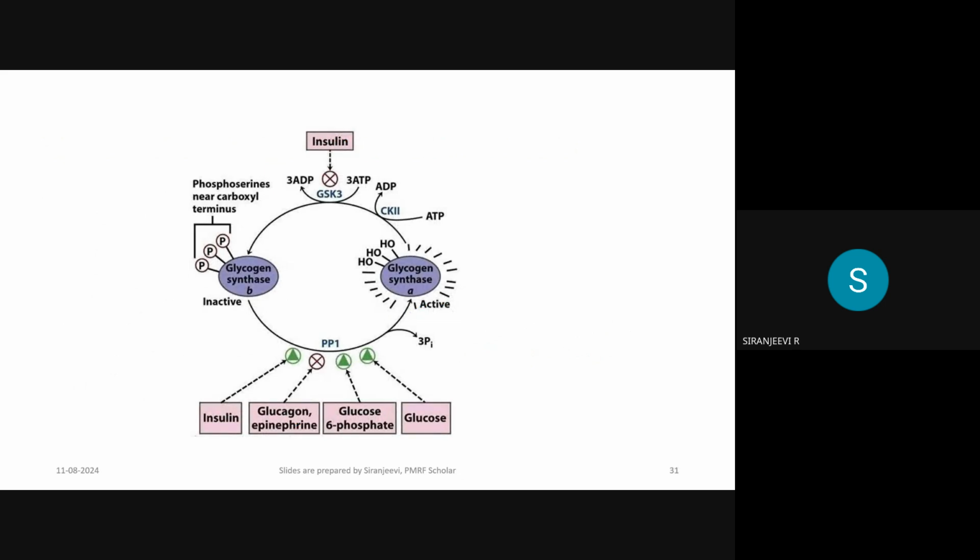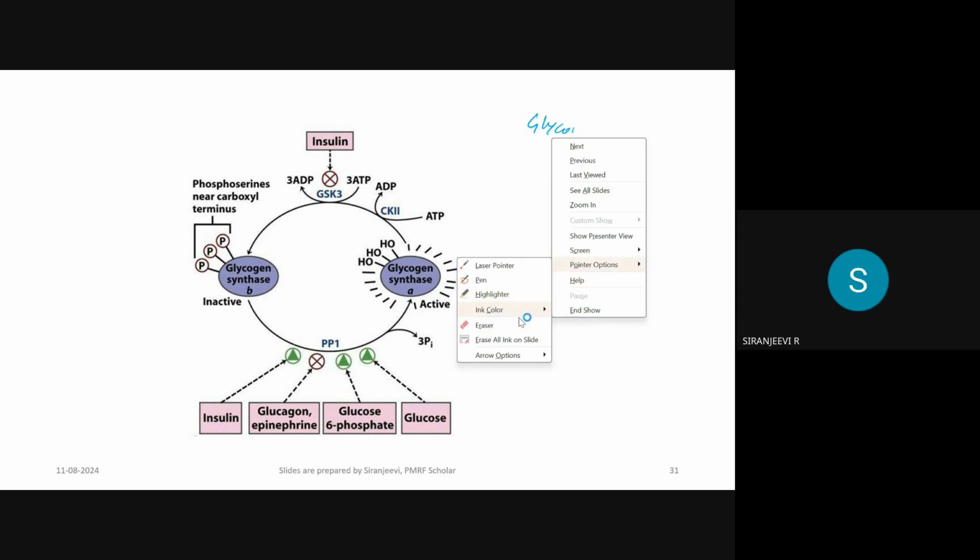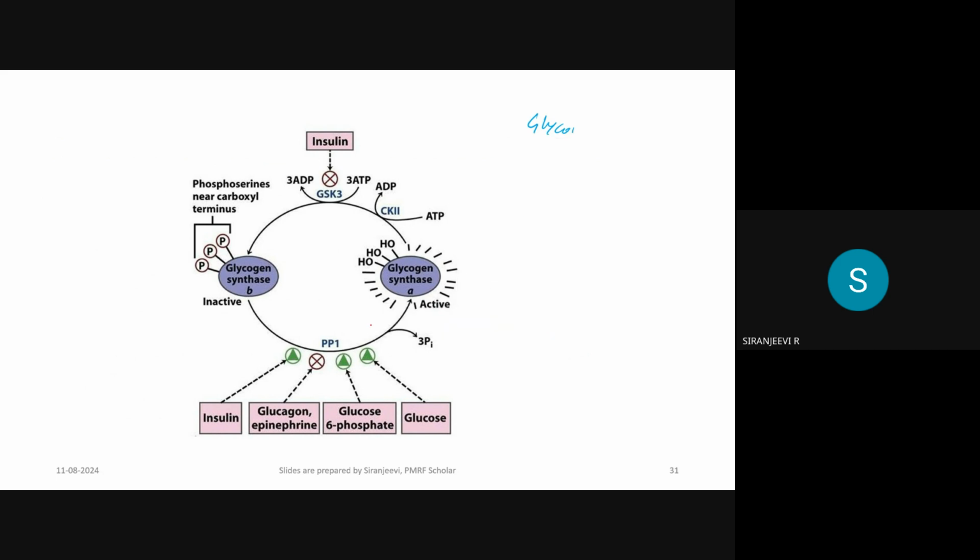And there's an overall mechanism in the case of glycogen synthase. That is the next pathway that we have seen. It's a reversal of glycogen phosphorylase. Glycogen phosphorylase had a different kind of mechanism. Glycogen phosphorylase should be phosphorylated, only then it is active, whereas glycogen synthase should be dephosphorylated, only then it will be active. This is needed for glycogen synthesis.